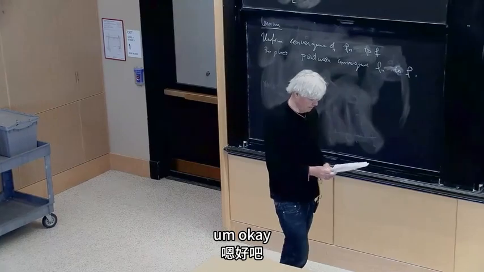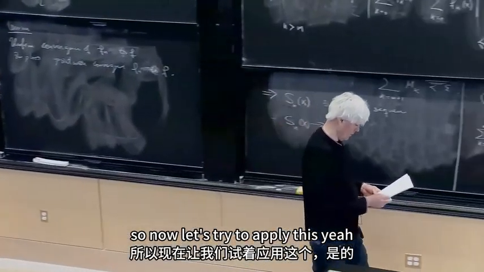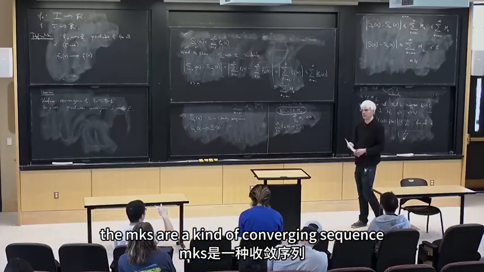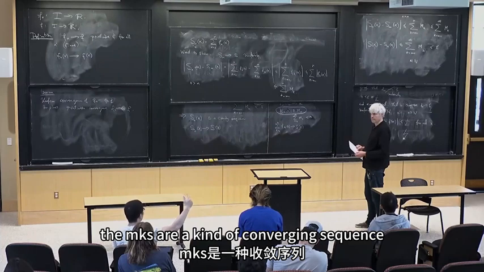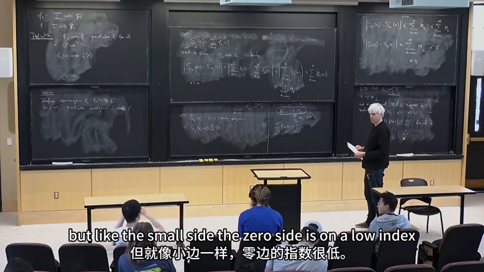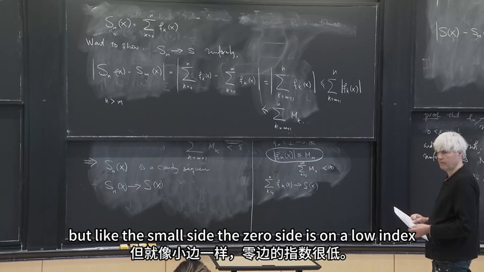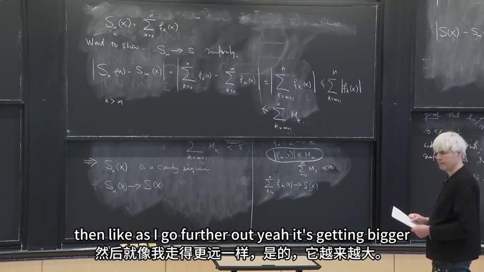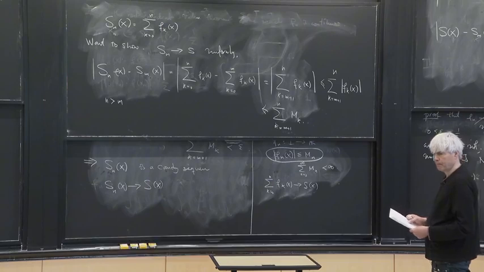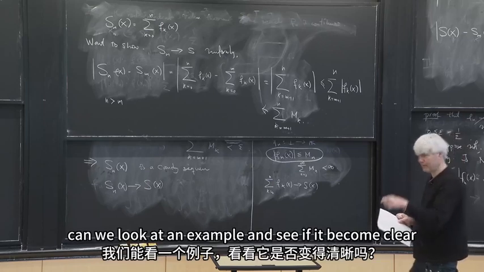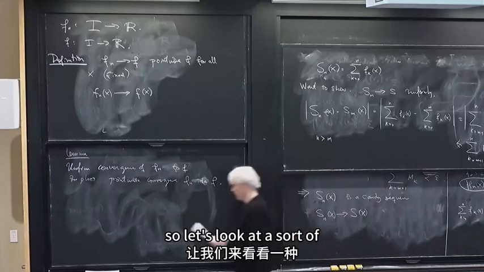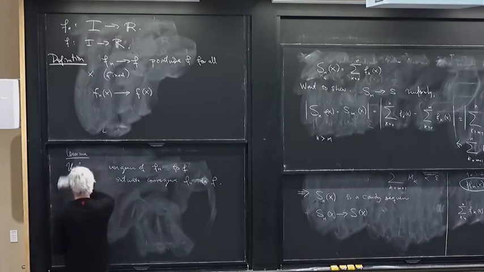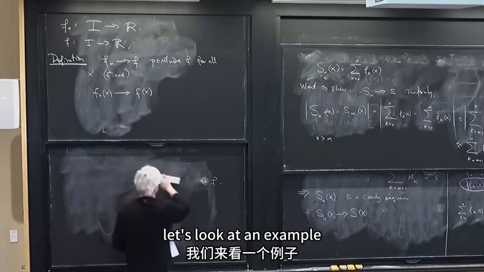Okay, so now let's try to apply this. What if the Mk's are a kind of converging sequence, but the small side, the zero side, is on a low index, so as I go further out, it's getting bigger? Can we look at an example and see if it becomes clear? So let's look at an example.